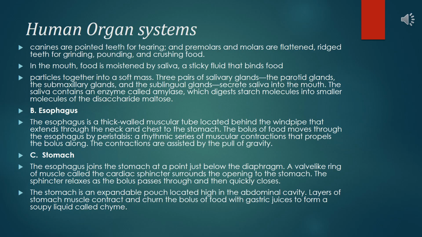Stomach. The esophagus joins the stomach at a point just below the diaphragm. A valve like ring of muscle called the cardiac sphincter surrounds the opening to the stomach. The sphincter relaxes as the bolus passes through and then quickly closes.